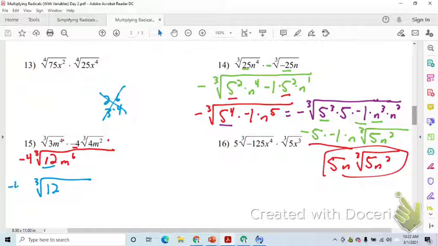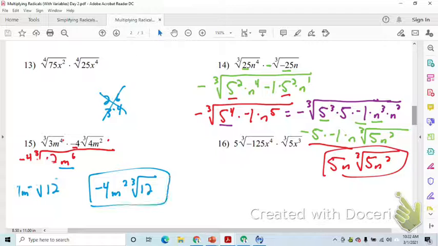The negative 4 stays outside. What is the third root of m to the sixth? It's m squared. So ladies and gentlemen, let me trim this up real quick. And that's it. That is that answer. Oh, I just erased it, didn't I? Come on. So it was negative 4m squared, third root of 12. There's your answer right there.